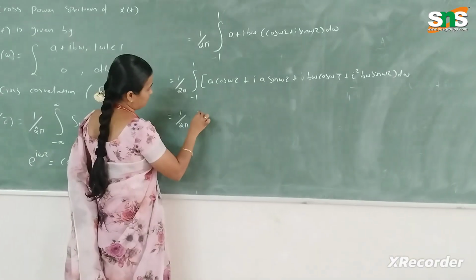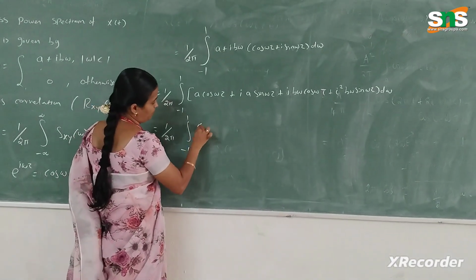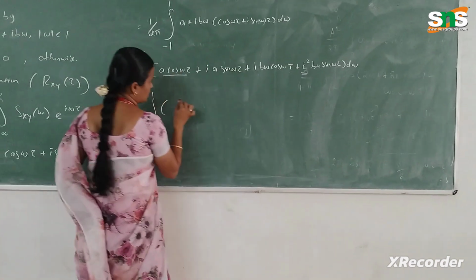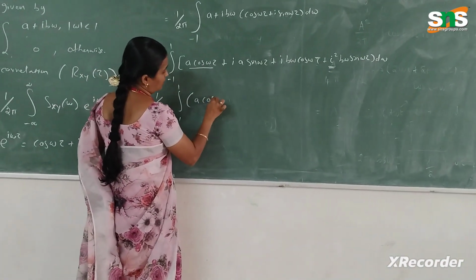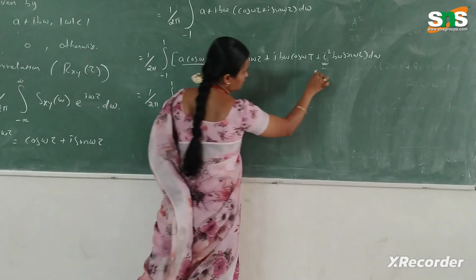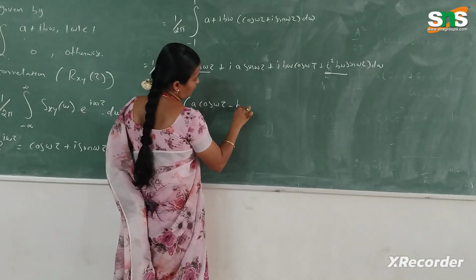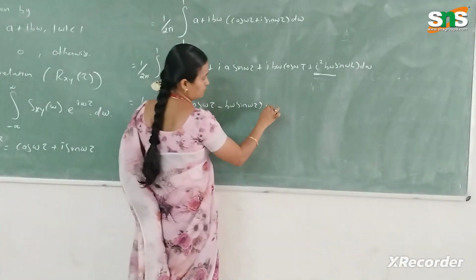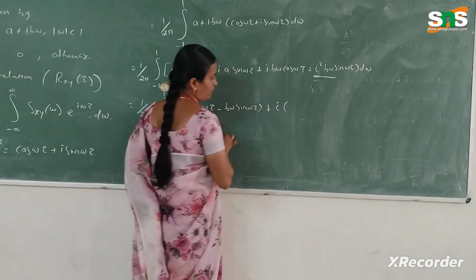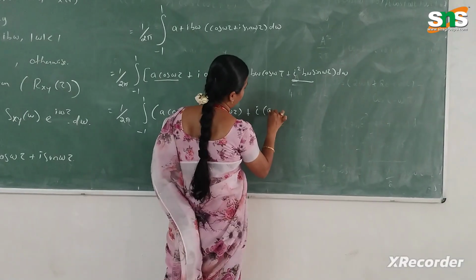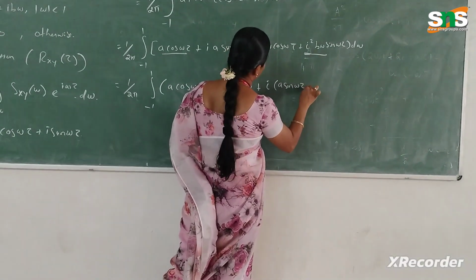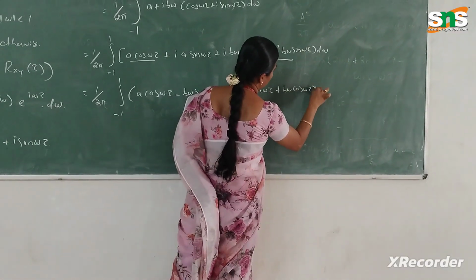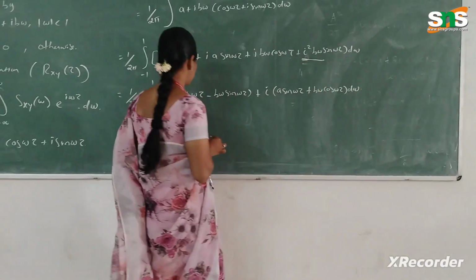So you have to split real and imaginary parts, from minus 1 to 1. This is the real part, where i square is replaced by minus 1. Therefore a into cos omega tau and the last term minus b omega sin omega tau. This is my real part. Next, the coefficient of i, that is your imaginary part: a sin omega tau plus b omega cos omega tau, d omega.